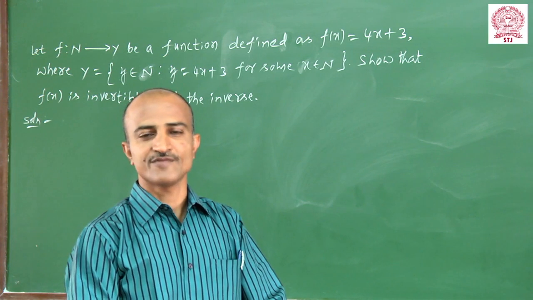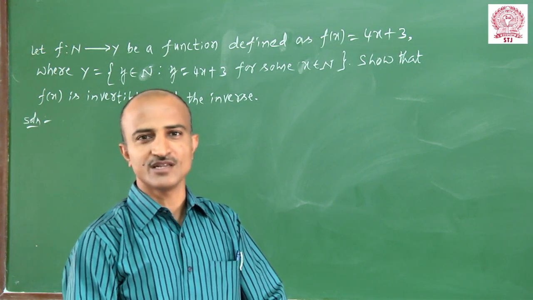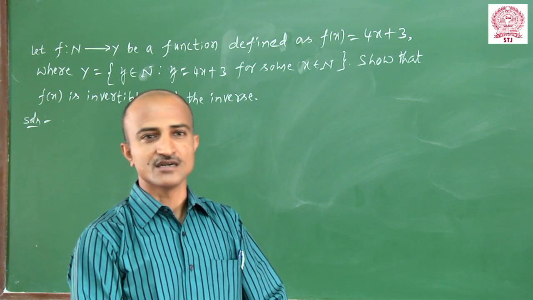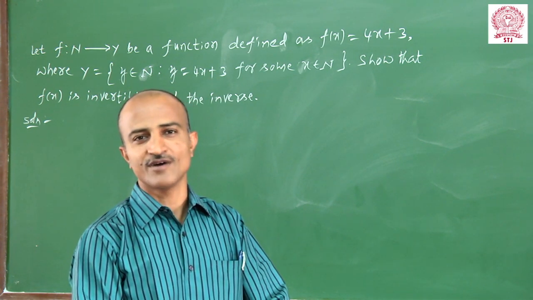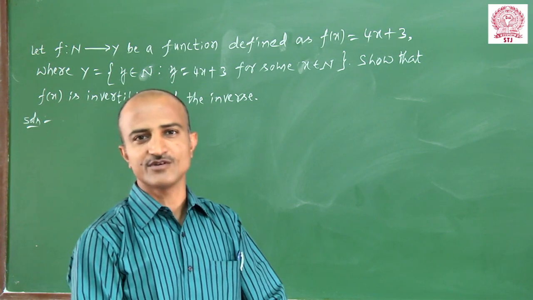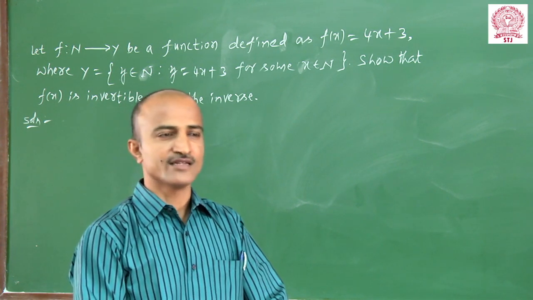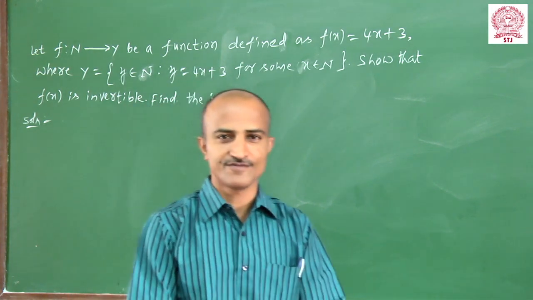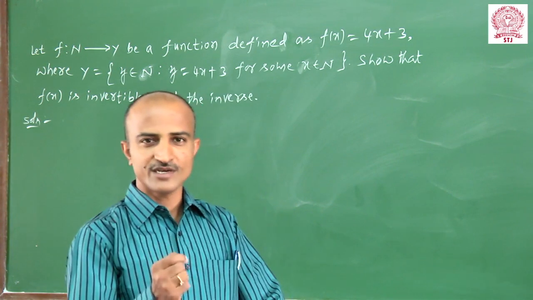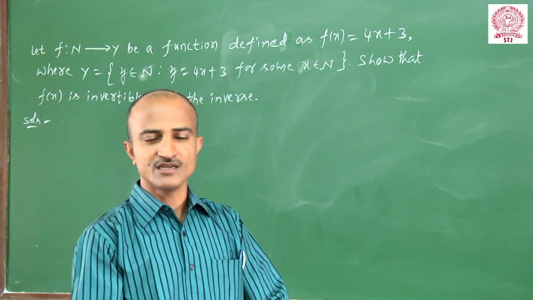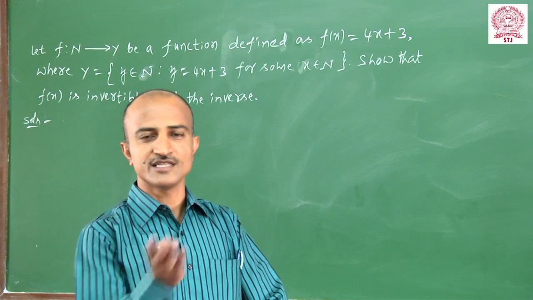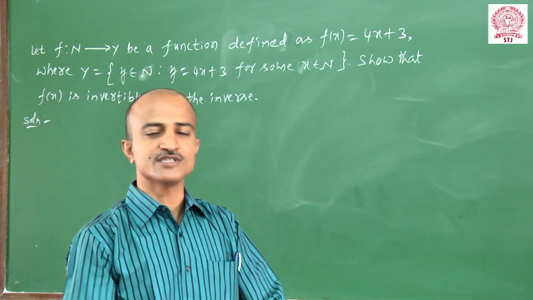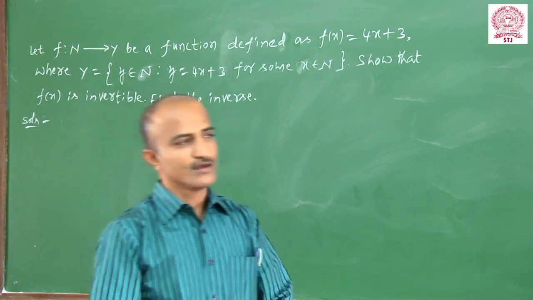A function f from A to B is said to be invertible if there exists a function g from B to A such that gof of x is equal to I_x and fog of y equals I_y, then g is the inverse of f. Means whenever a function is one-to-one onto, then that function is invertible.